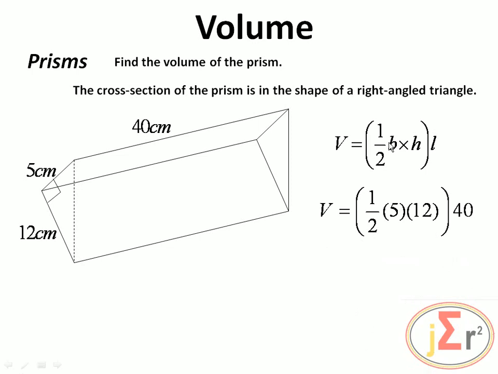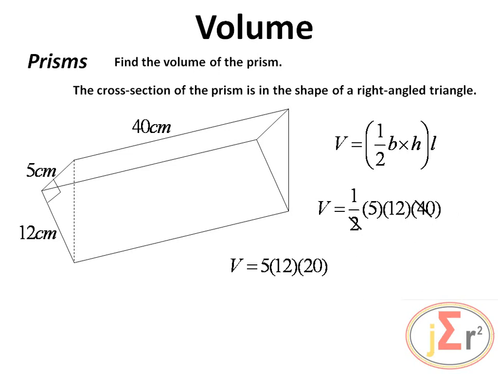So we have values substituted. The base, we are going to use 5, and the height 12. We can use the 12 as the base and the 5 as the height, as long as the base and the height are perpendicular. So no problem with that whatsoever. And of course, we may proceed to simplify. So we have 5 times 12 times 20. So 5 times 12 is 60, times 20, 1,200 centimeters cubed, or cubic centimeters.